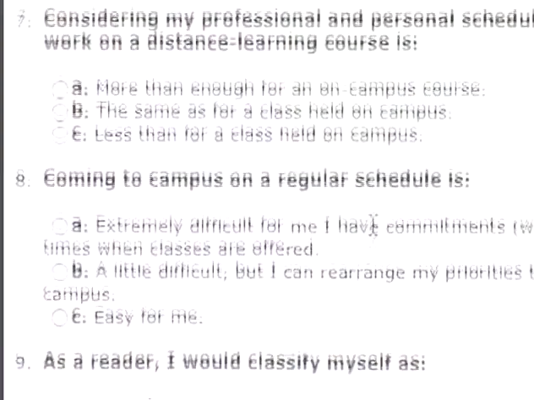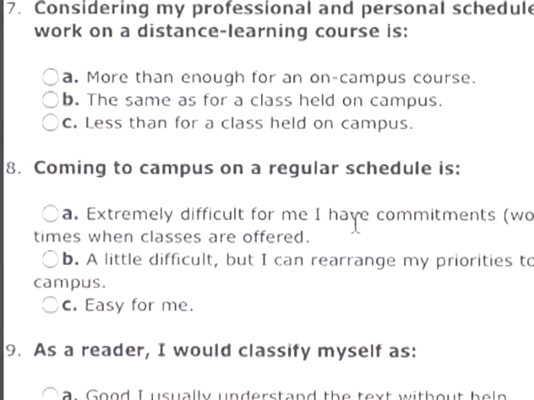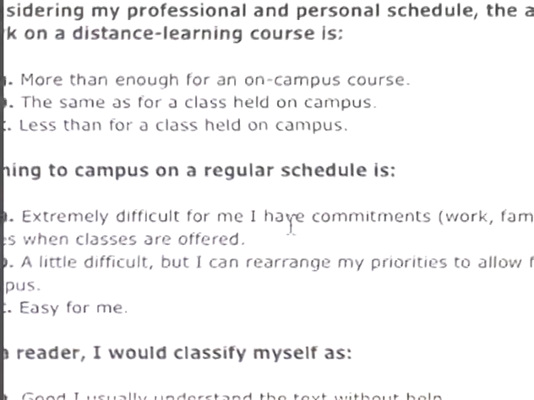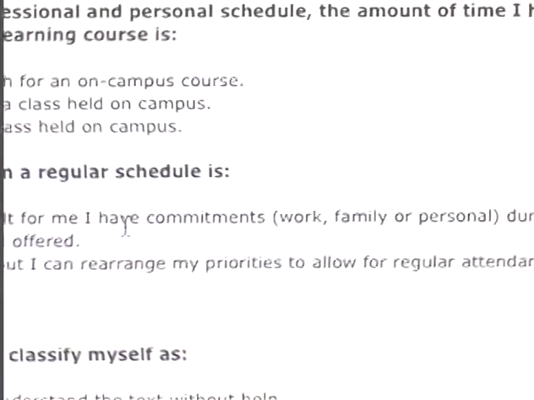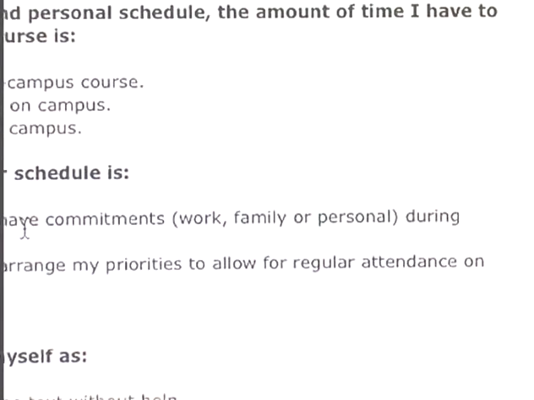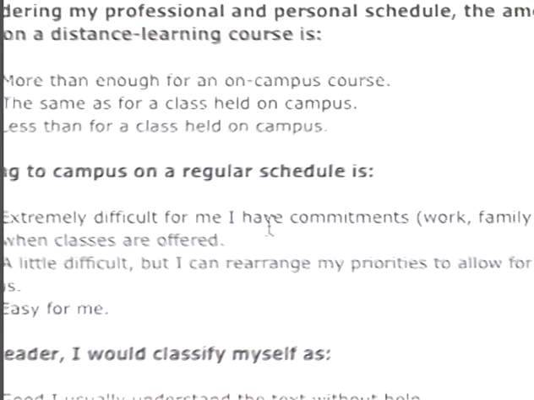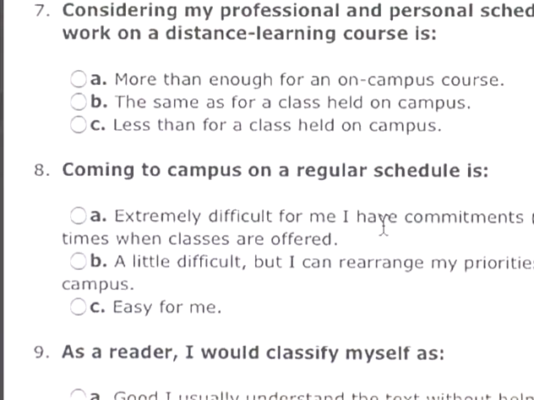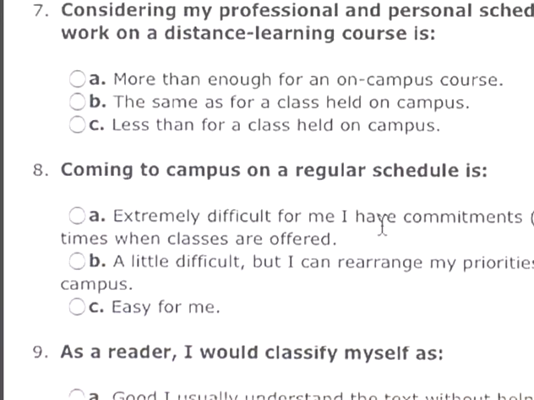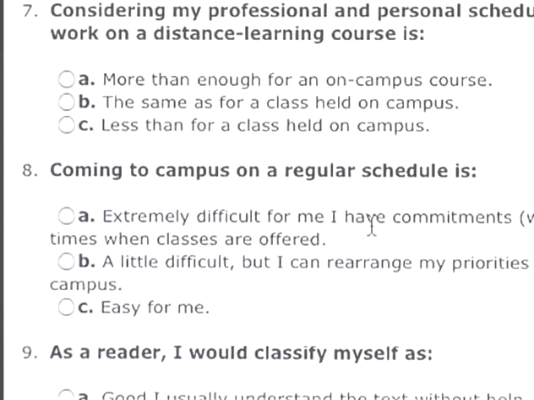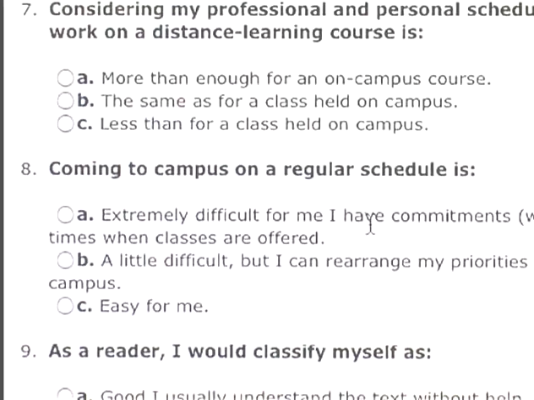Number 8, coming to campus on a regular schedule is extremely difficult for me because you have certain commitments, work, family, personal. It's a little bit difficult. You can rearrange your priorities to allow for that, or it's easy for me. So here's the convenience piece of distance education. If it's really difficult for you to get to class on a Monday, Wednesday, Friday from 10 to 11, or Tuesday, Thursday from 2:30 to 4, because you have work commitments, or family commitments, or other things, then the convenience of online is really nice.